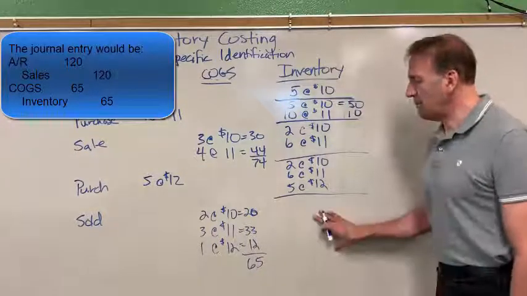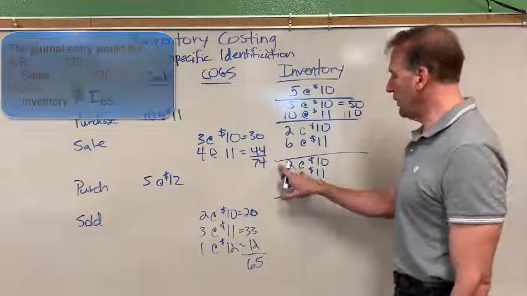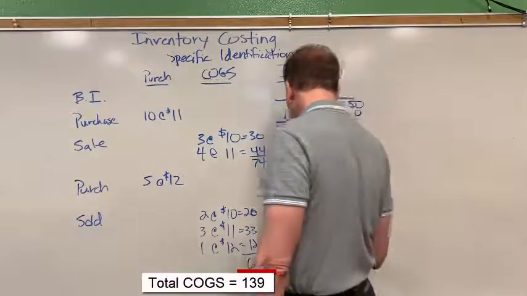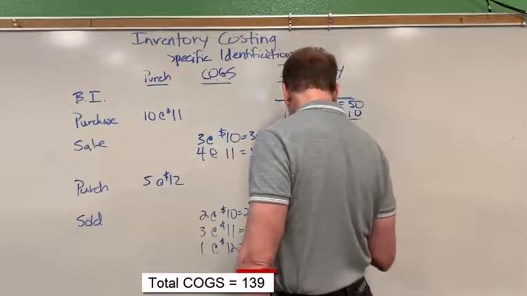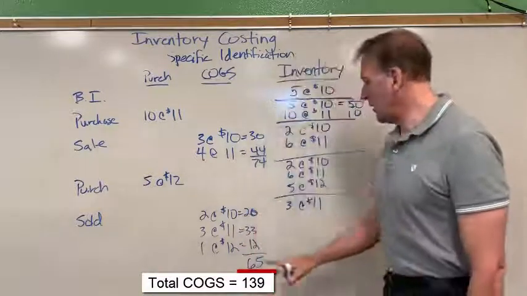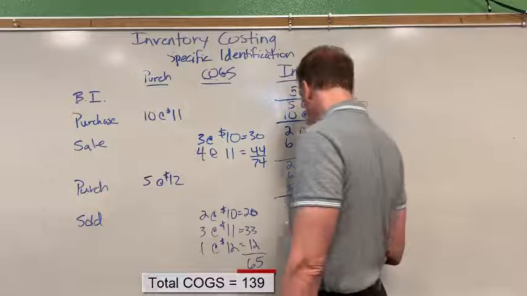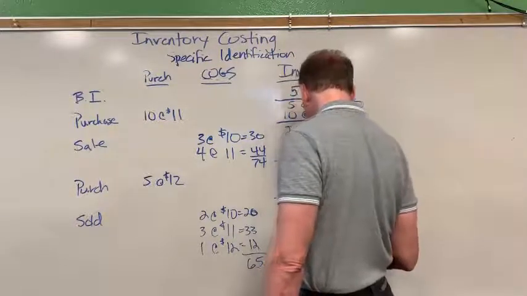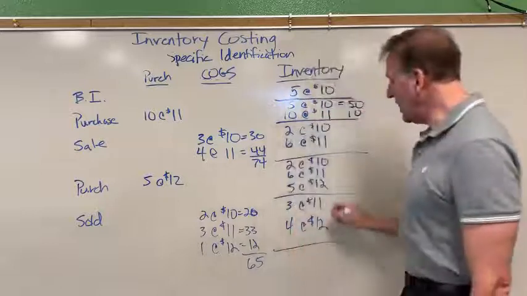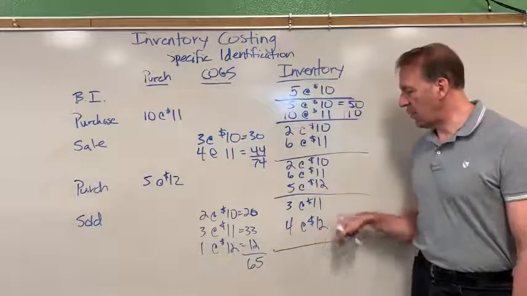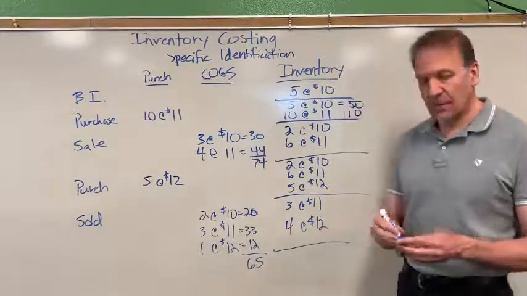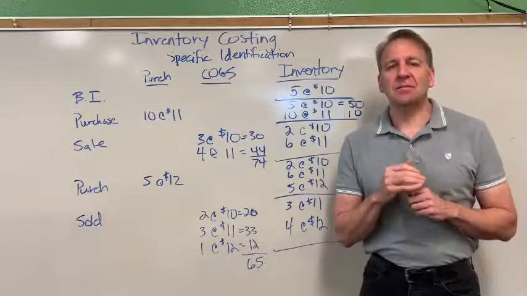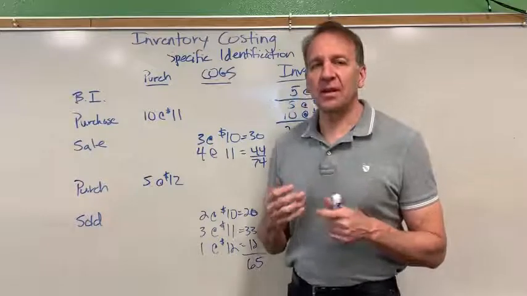Let's finish this up. If we sold both of those, they're gone. If we sold three of the six, that means we've got three left at 11. And if we sold one of the $12 ones, then we have four left at 12. So this would then be your ending inventory, three at 11, four at $12, okay? All right, now let me just explain a couple of things.